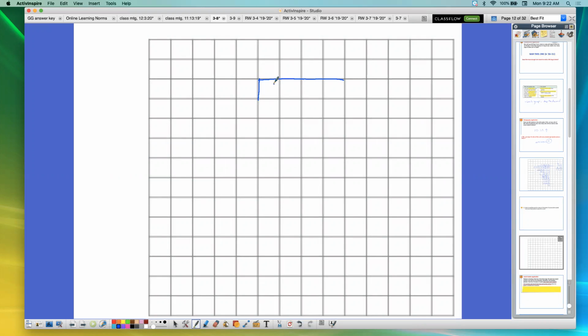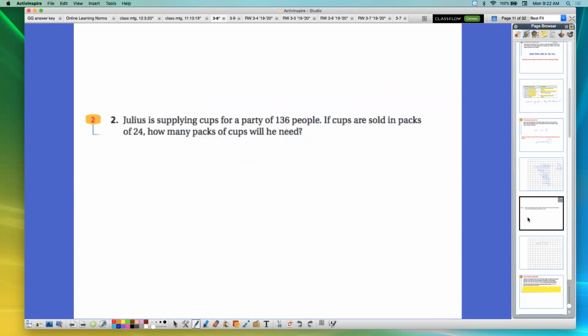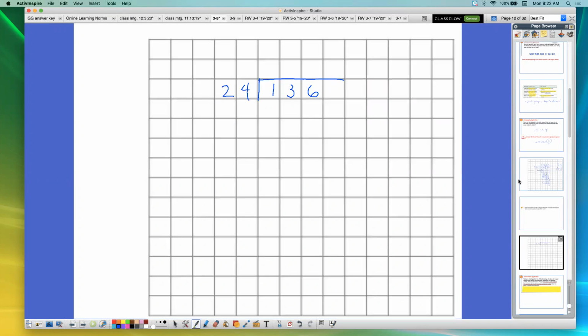So we got 136, and then dividing it by 24. I'm going to double check and make sure I got my numbers right. All right, I'm going to let you write that down real quick. I want to look to see. It looks like maybe a couple people tried to write me a chat.